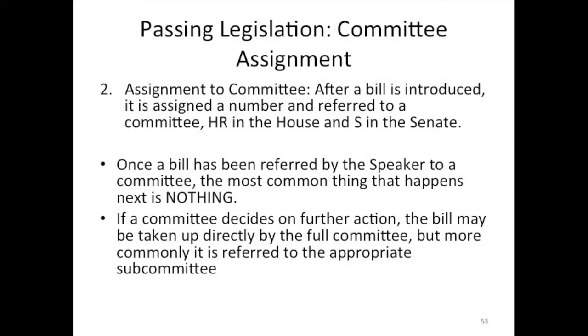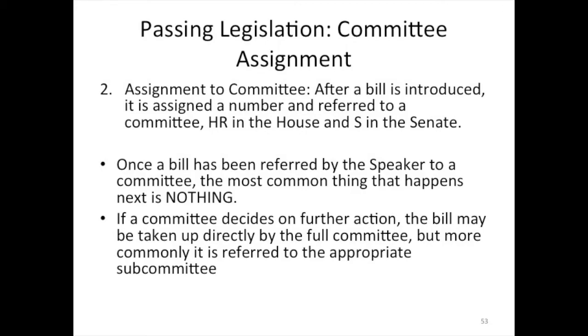After a bill is introduced, it's assigned a number and referred to a committee. In the House, it's HR, whatever number. In the Senate, it's S, whatever number they've numbered the bill. Now, in the House, bills are referred to a committee by the Speaker. Once the bill has been referred by the Speaker to the committee, the most common thing that happens next is absolutely nothing.